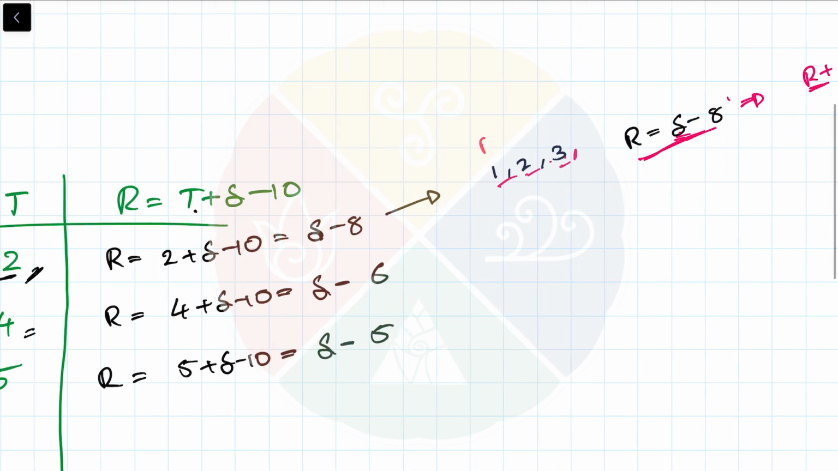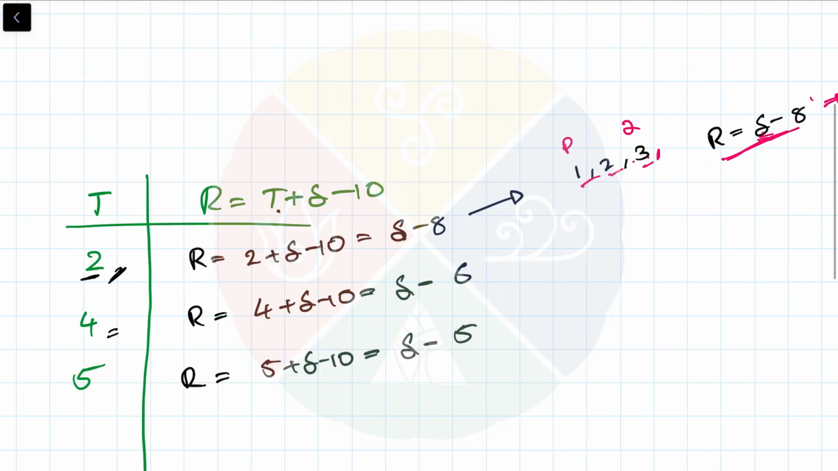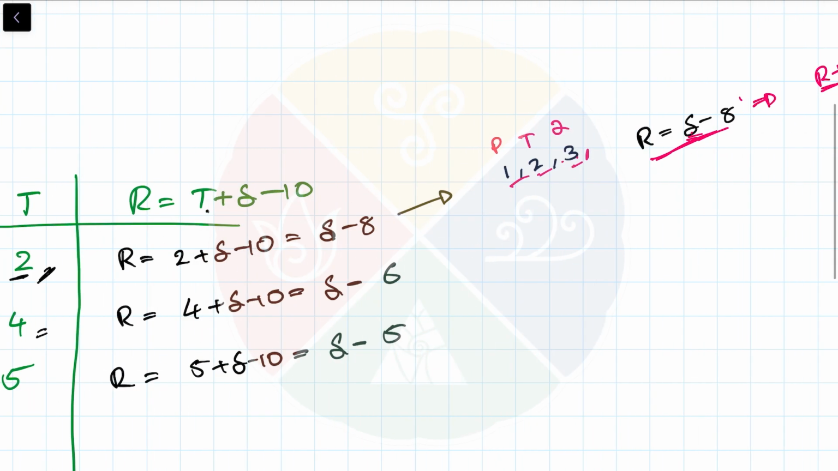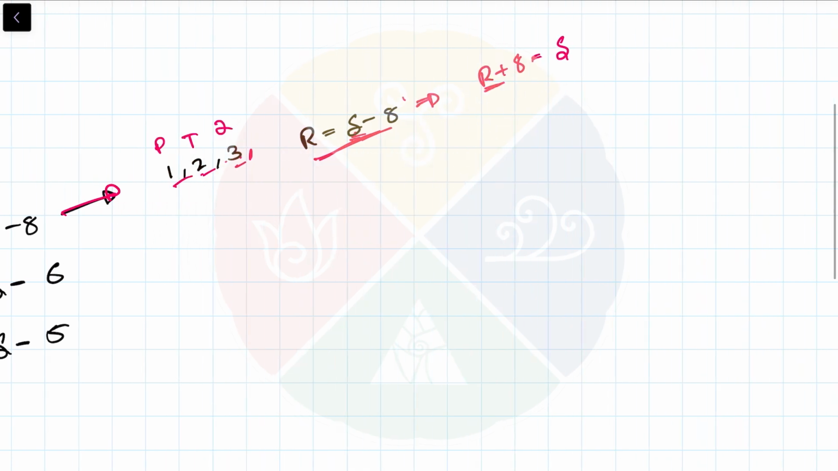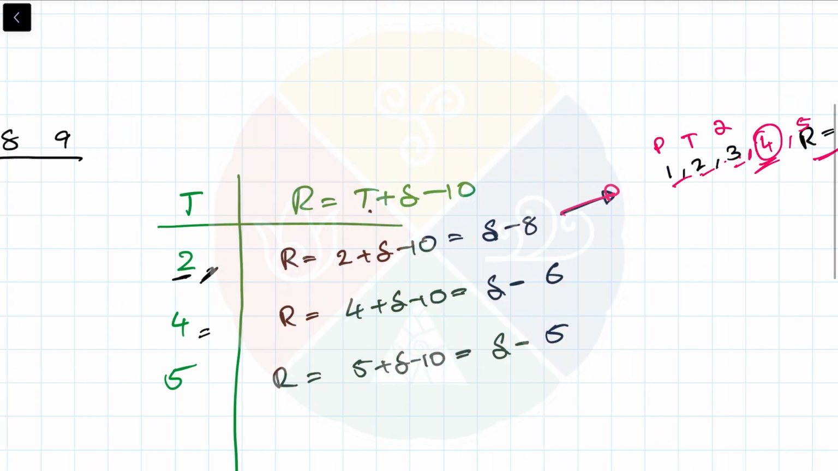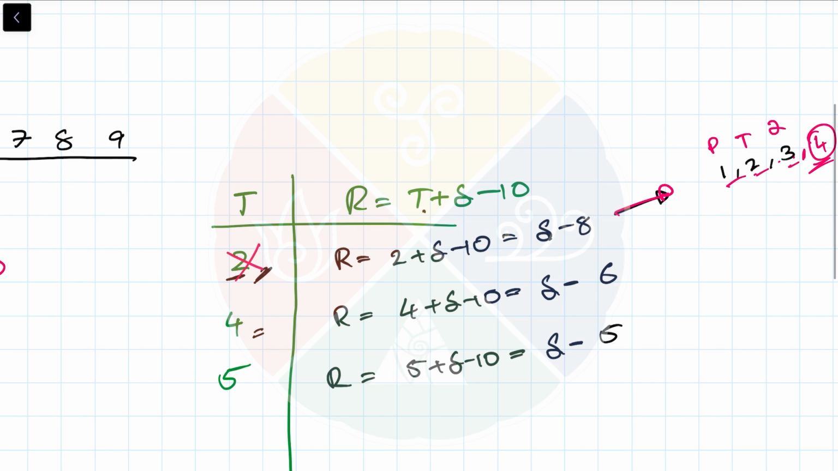1 is occupied by P, 3 is occupied by Q, and according to this option, T is occupied by T. So even if I give the smallest value available for R, which is 4, 4 plus 8 will become 12. That eventually makes S a 2-digit number. Any other value I give will create a value greater than 12. S cannot be a 2-digit number. That basically means this scenario will not happen.